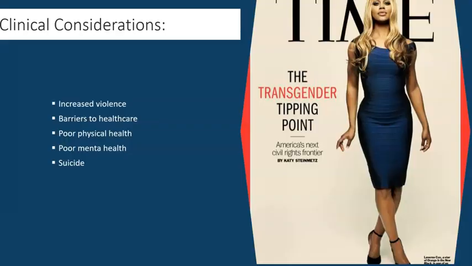Some clinical considerations are that our transgendered population is at increased risk for violence, and this has been on the rise, definitely in Louisiana, definitely in Texas. In the last several months, so many of our transgendered patients are losing their lives because of just the hatred towards their community. Because of prejudice, they may have barriers to health care. So they may have poor physical health, poor mental health, and they are at increased risk for suicide.